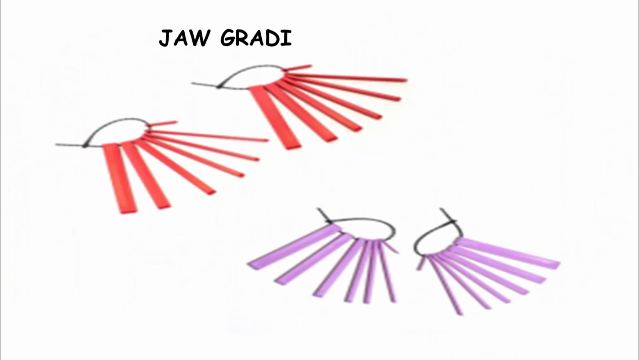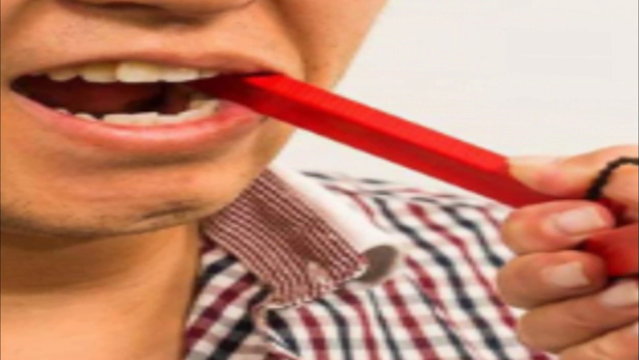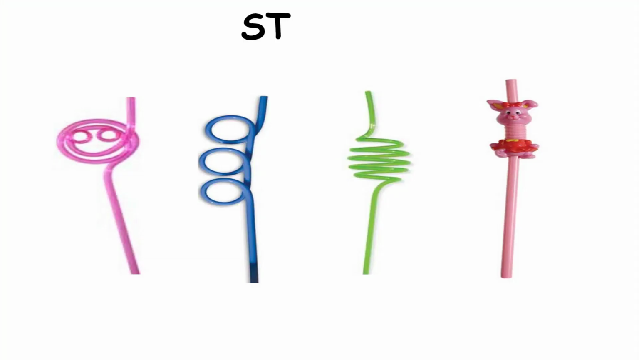The fourth tool are jaw grading bite blocks. They help in improving both jaw strength and also their stability. So for problems like dysarthria, where the words are not clear, or dyspraxia, they are very beneficial. The fifth tool are simple straws, because they help in creating a jaw, lip and tongue dissociation.